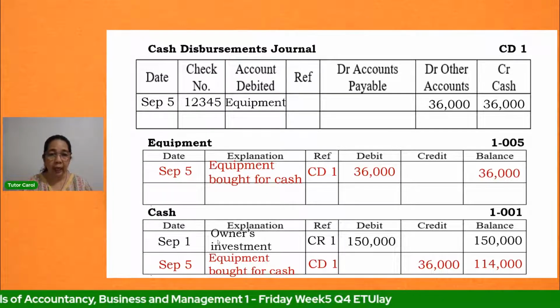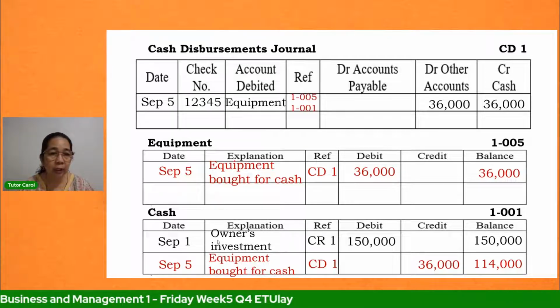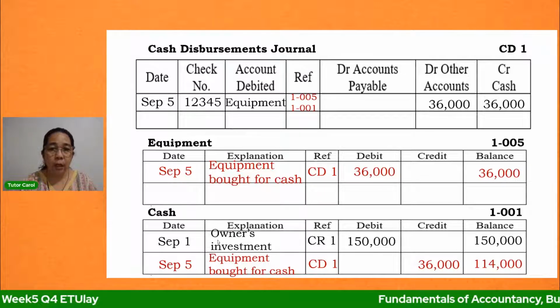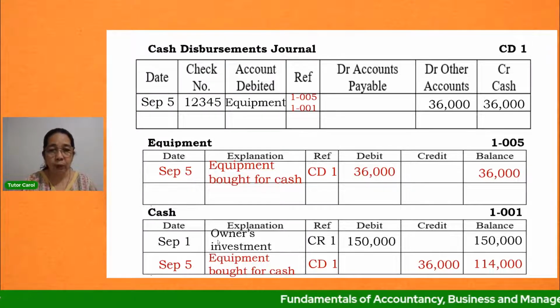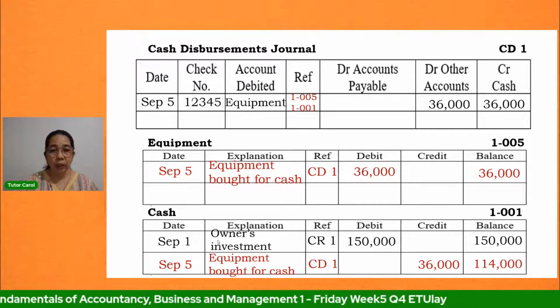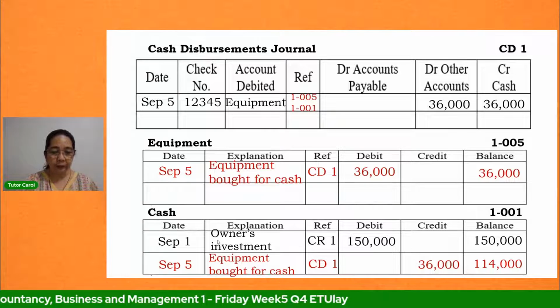So, done. Now going back to the cash disbursement journal, put the reference: 1-005 for equipment and 1-001 for cash. That is how easy it is. Next.